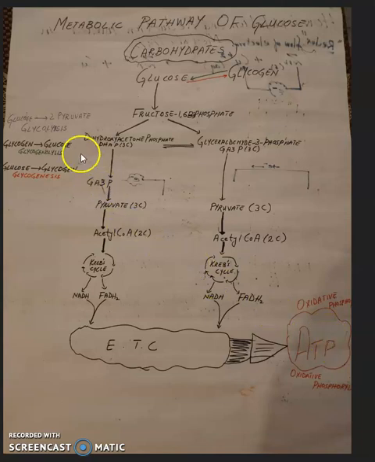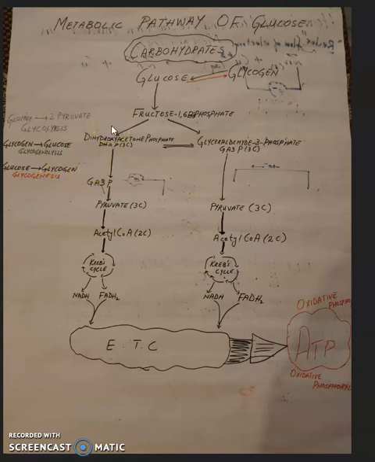So here if you see, the conversion of glucose to 2 pyruvate is called glycolysis, and glycogen converting into glucose is called glycogenolysis, and glucose converting into glycogen is called glycogenesis.